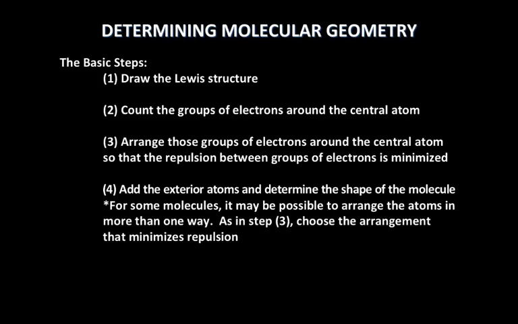And then once we've got the groups of electrons as far apart as possible, and we know how they're arranged, what we want to do then is add the exterior atoms back onto the molecule, and in some molecules it might be possible to put those atoms back on in more than one way, and we'll look at how to deal with those when they come up. So those four steps: draw the Lewis structure, count the groups of electrons, get those groups of electrons as far apart as possible, and then add the atoms back on to determine geometry.